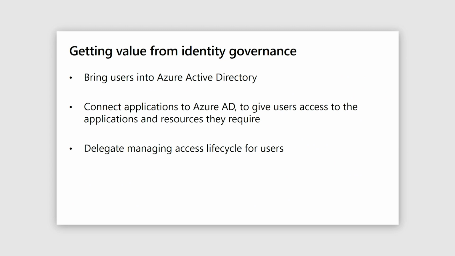So how does an organization go about getting value from Azure Active Directory for identity governance? We typically see a 3-step process. First, bring all the users that you need to manage access for into Azure Active Directory. Second, connect the applications to Azure Active Directory so you can then automate the process of giving and removing users access to those apps. Third, delegate the access lifecycle to responsible parties, business owners, resource owners, and so on, to reduce the IT burden of day-to-day administration of access for those apps.